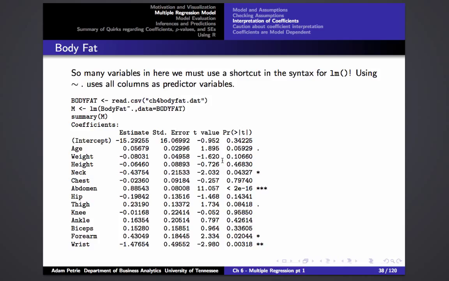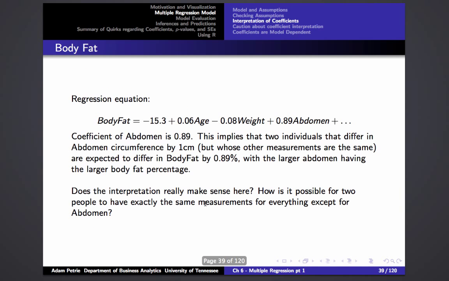All right, one more example, and this was with a lot of variables. We've talked about the body fat data set where we try to predict someone's body fat percentage based on a lot of physical measurements. So here I'm fitting the model predicting body fat from all the variables in the data set, and here are all of the coefficients, the standard errors, the p-values, etc. Let's focus in on the coefficient of abdomen. Here I've written out the corresponding regression equation. What does this 0.89 actually mean? Well, the units of abdomen and all these other variables are in centimeters. Body fat is in percentages. So what does this 0.89 mean?